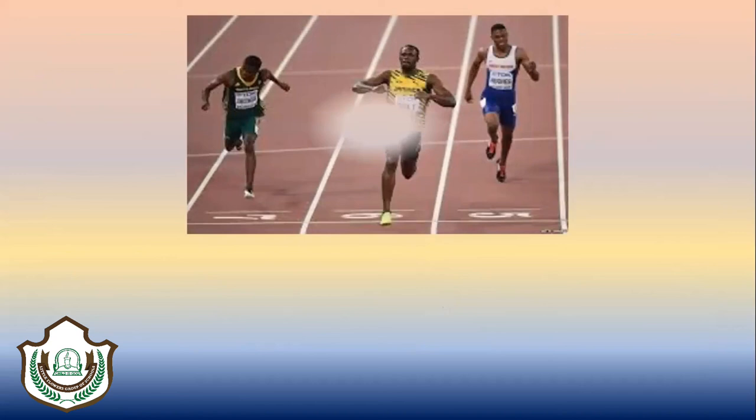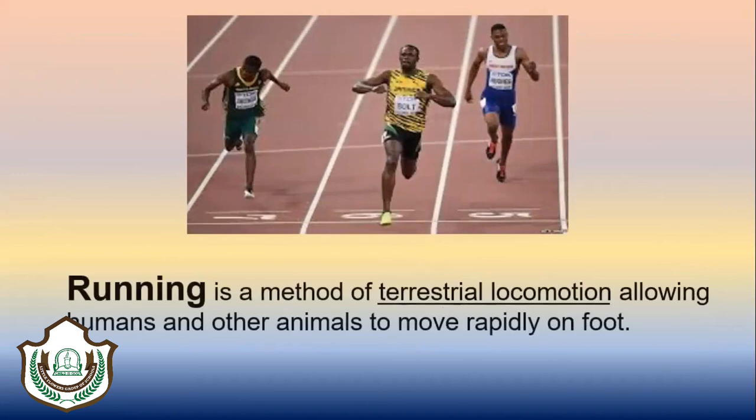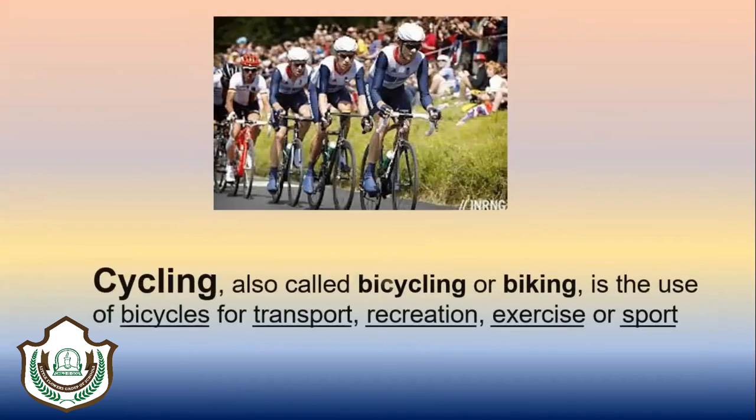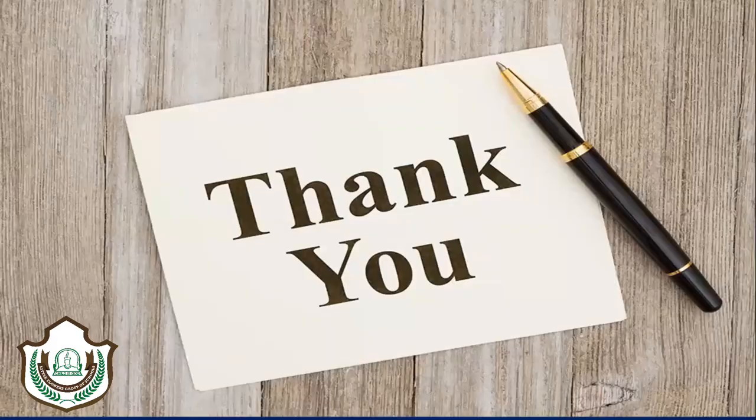Next is running. Running is a method of terrestrial locomotion, allowing humans and other animals to move rapidly on foot. Next is cycling. Cycling, also called bicycling or biking, is the use of bicycles for transport, recreation, exercise or sport. Cycling is also a part of Olympic Games.